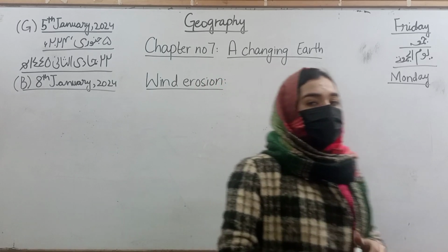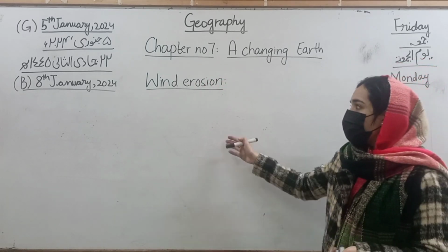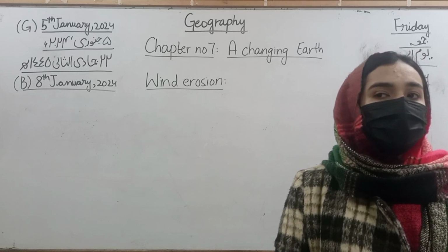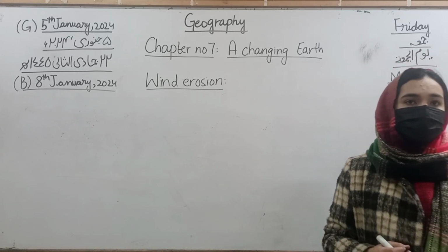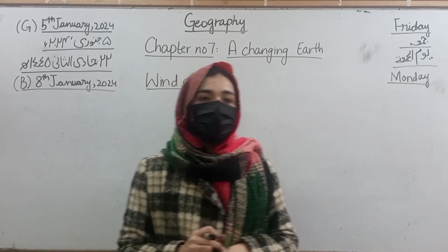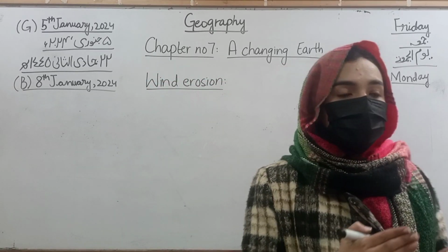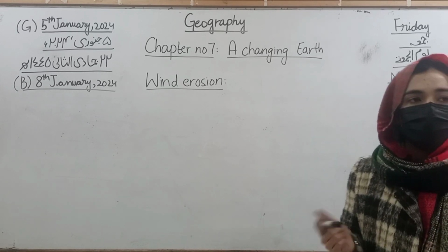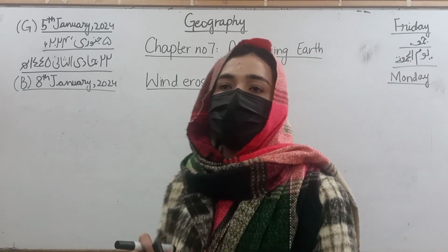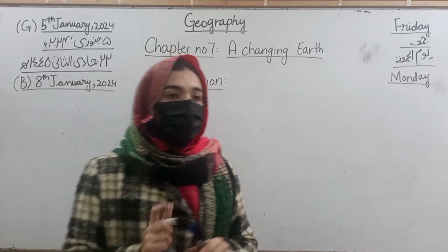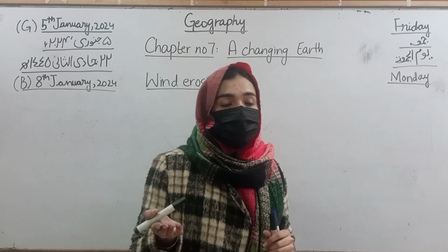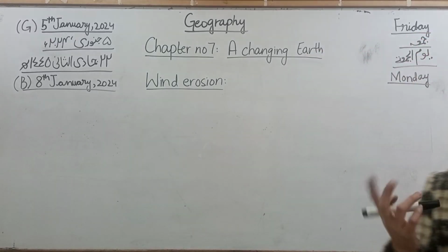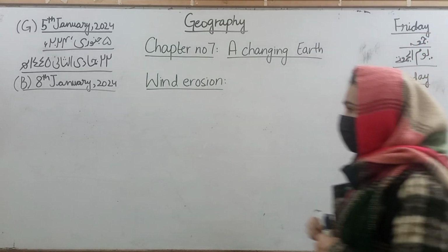By how many ways does wind erosion occur? Anyone of you can please tell me? Yes, it happens by rolling of the rocks along the land. Good. Very good. Anyone else? Yes, by blowing up the rock particles with the wind. Good. So there are two ways by which wind erosion occurs.